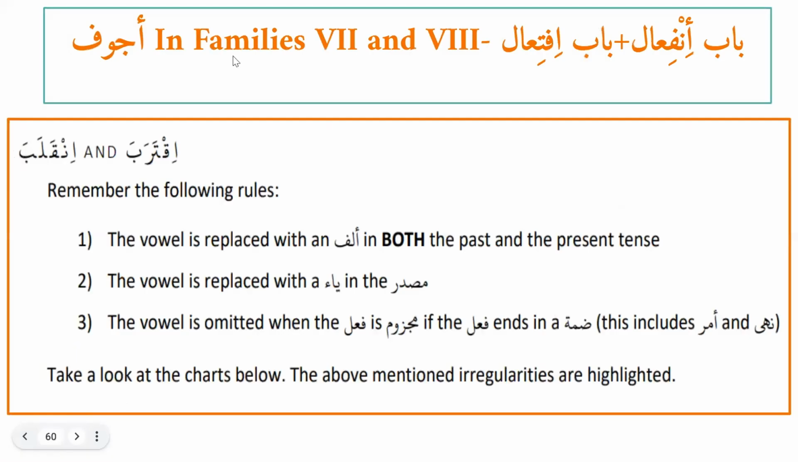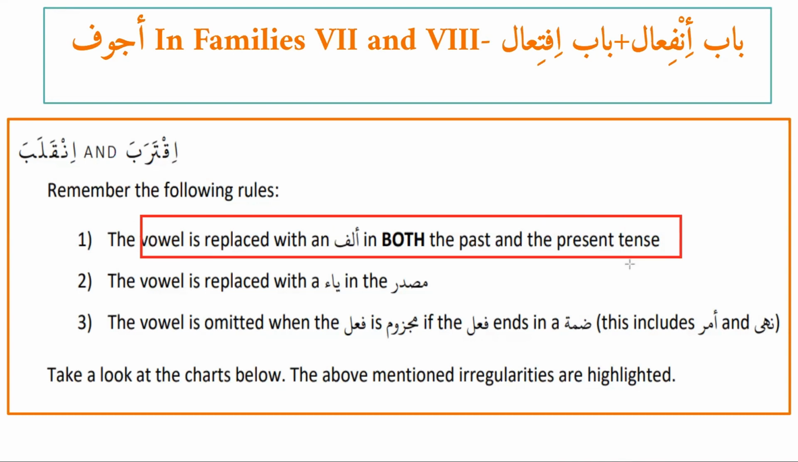And now moving on to the second group in Mazid Fihi families. The second group we are going to do with ajwaf irregularity is that of family 7 and family 8. Why? Because the sarf changes are similar in both these families with ajwaf irregularity. That's why we are doing these two groups together. So what are those changes that occur? The vowel is replaced with an alif in both the past and present tense.